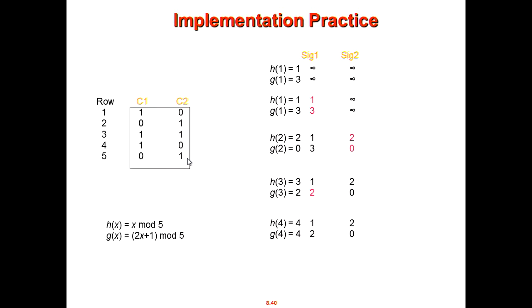Now we move to the last row. The last row gives 0 and 1, right? 0 is better than 2, it is smaller than 2, so we update to 0, and 1 is larger than 0, so nothing is updated here. So the result is 1, 0, 2, 0, right? If your result is correct, it should be the same.